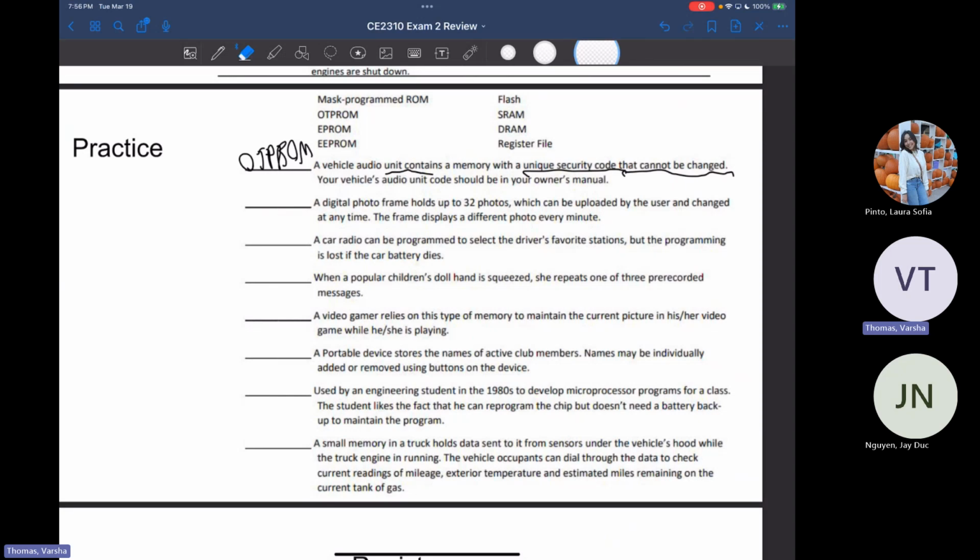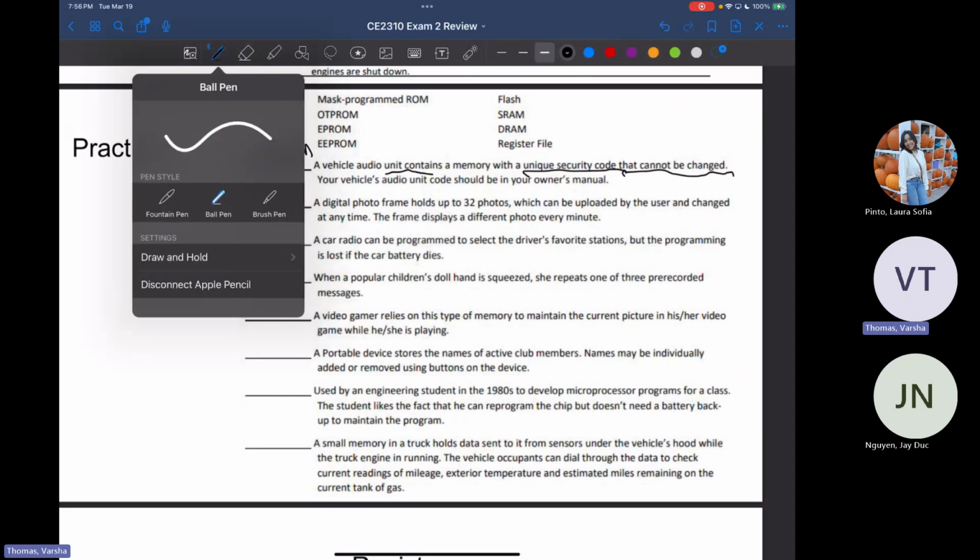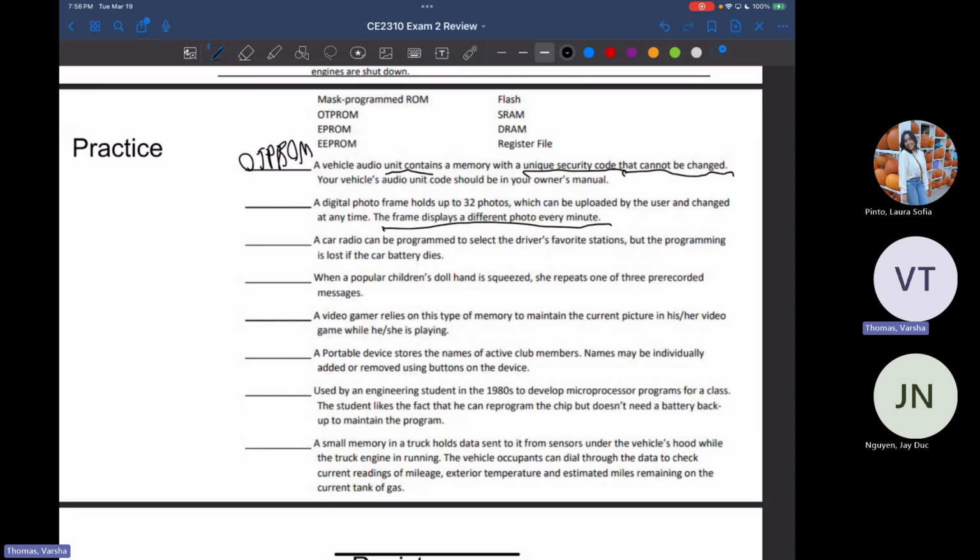So, 32 photos. It's going to be a ROM, because you can see the frame displays a different photo every minute, and that indicates that it's kind of slow, and we know that ROM is slower than RAM, so we can assume that this type of memory is ROM.